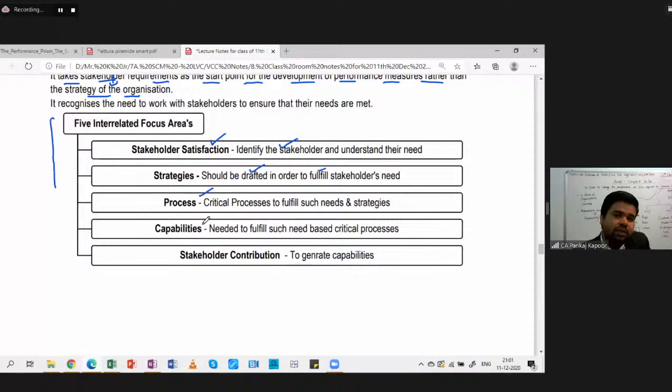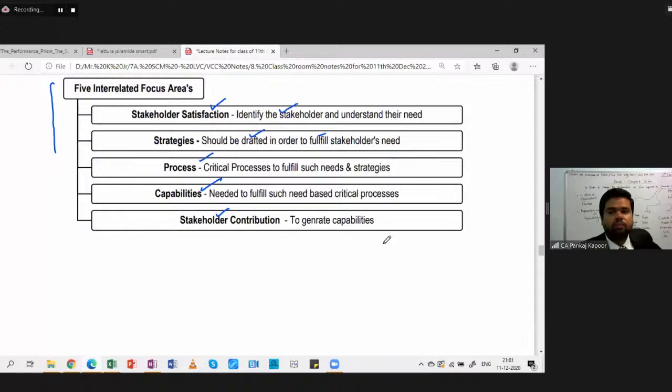Then the processes need to be designed. The capabilities need to be arranged so that the process can be performed. And finally, the stakeholder contribution. Basically, this is what we get from the stakeholder. This is what we return to the stakeholder.